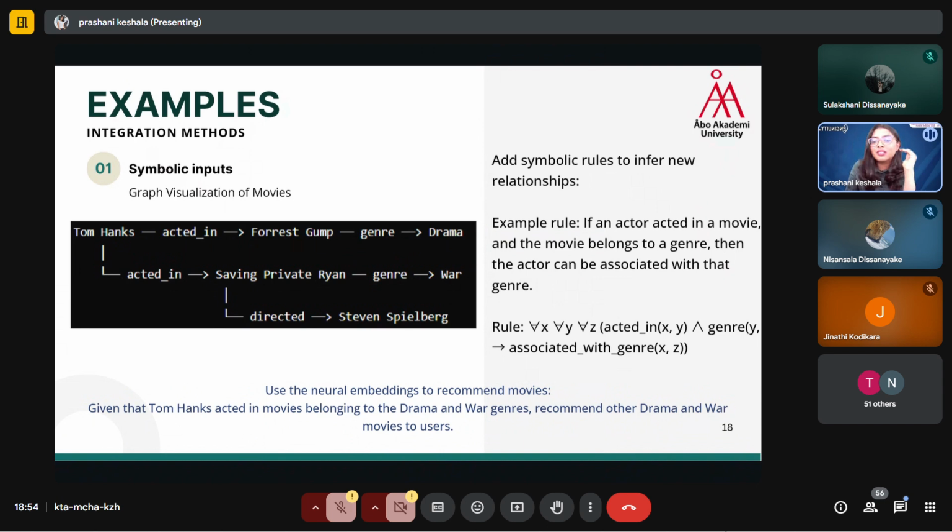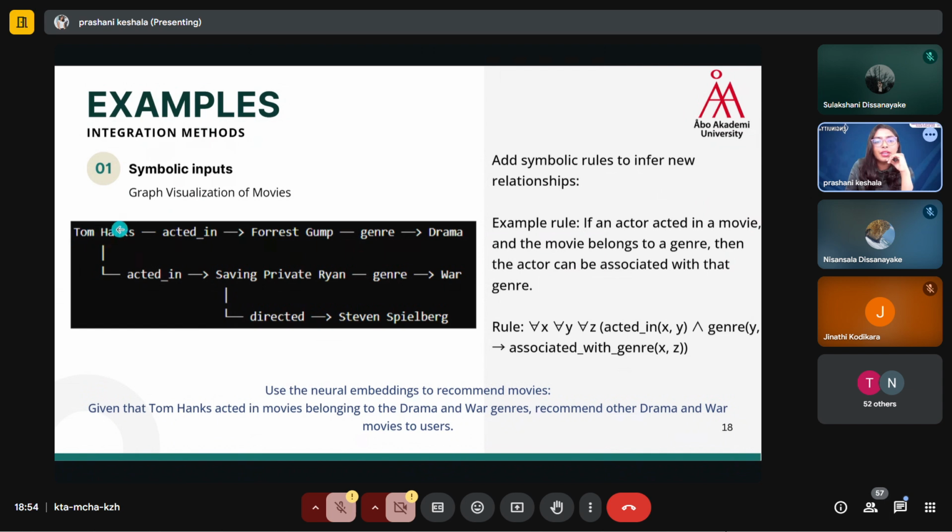So we give it a certain set of rules or a certain set of facts, and we drive it through a neural network, which helps with the whole processing, and then you can come up with an outcome for, let's say, recommended movies. So for instance, let's say you have Tom Hanks, and we can say this is a node.